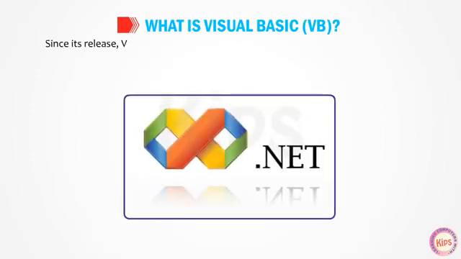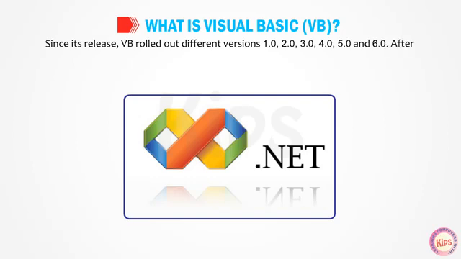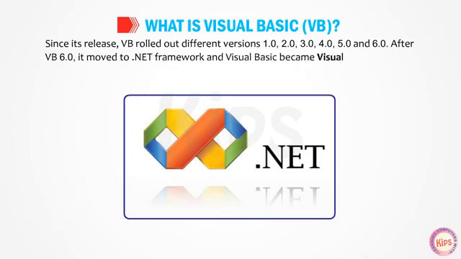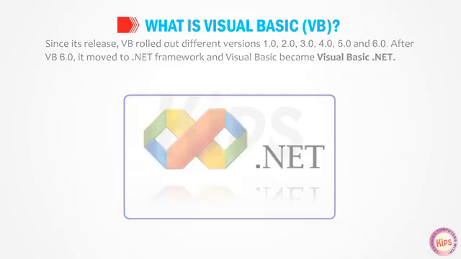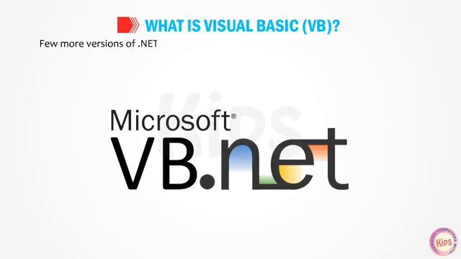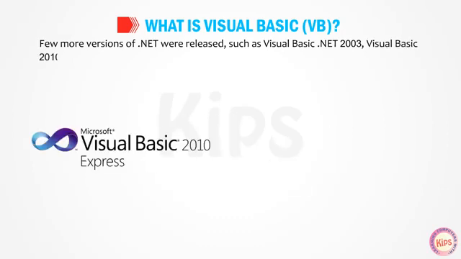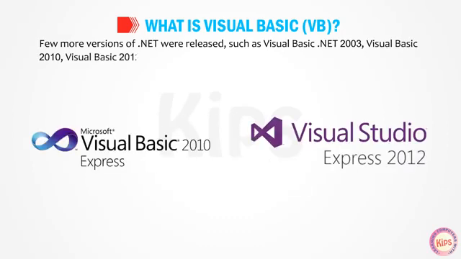Since its release, VB rolled out different versions: 1.0, 2.0, 3.0, 4.0, 5.0 and 6.0. After VB 6.0, it moved to the .NET framework and Visual Basic became Visual Basic .NET. Few more versions of .NET were released, such as Visual Basic .NET 2003, Visual Basic 2010, Visual Basic 2012, and Visual Basic 2013.